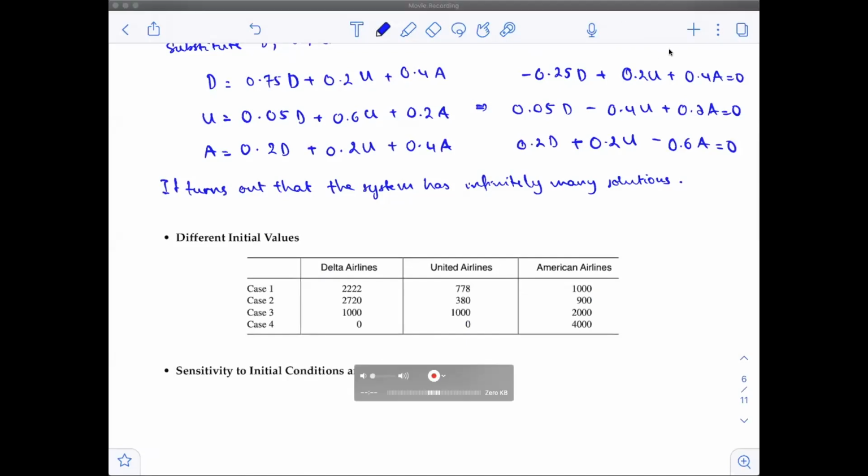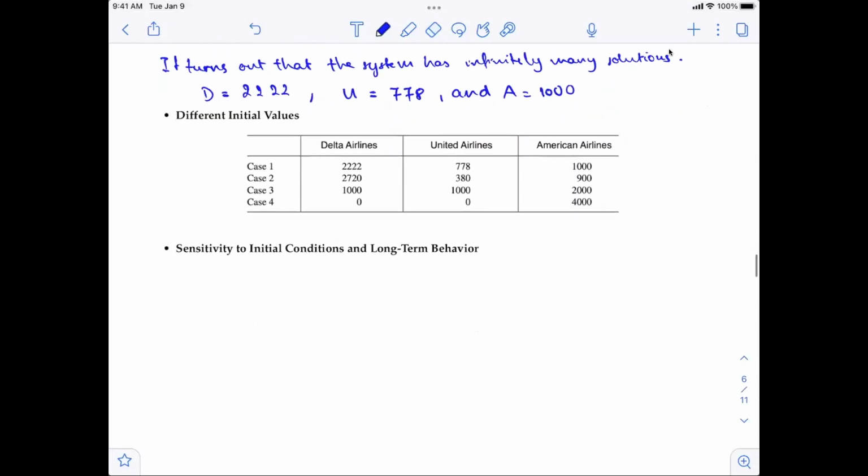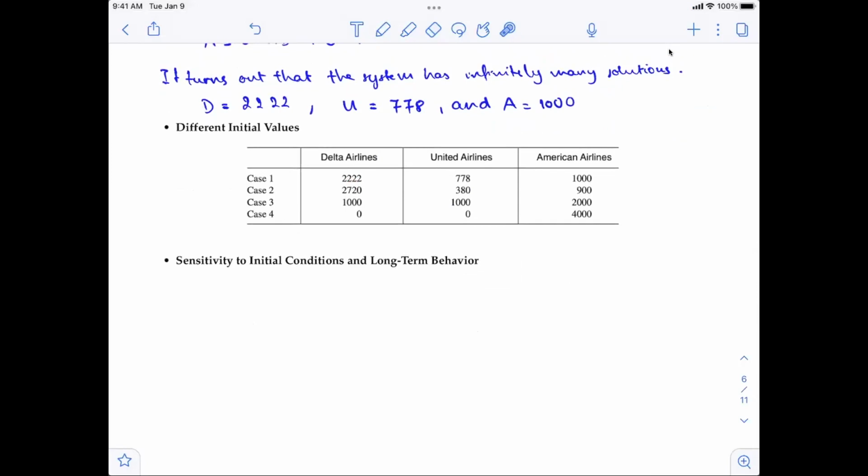All right, so we're gonna make a few assumptions here that initially you have about 4,000 travelers in total, right? And we say that there are 2,222 travelers using Delta Airlines, 778 travelers using United, and there are 1,000 travelers using American Air. And we're gonna start with the first case, where case 1 is the equilibrium values.